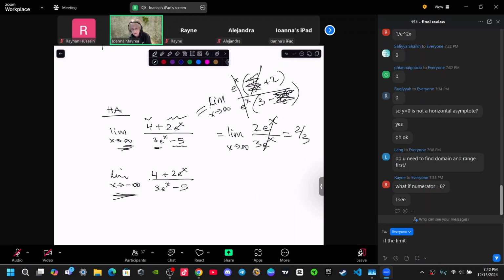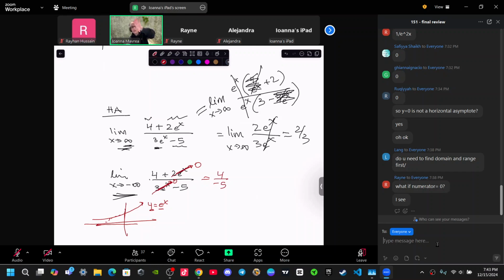In the other case, as x goes to negative infinity, this guy goes to 0, because e to the x looks like this. When x goes to negative infinity, e to the x, the y coordinate, goes down to 0. So that goes to 0, and the answer is 4 over negative 5.